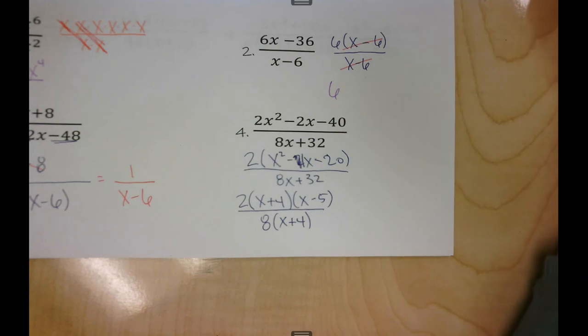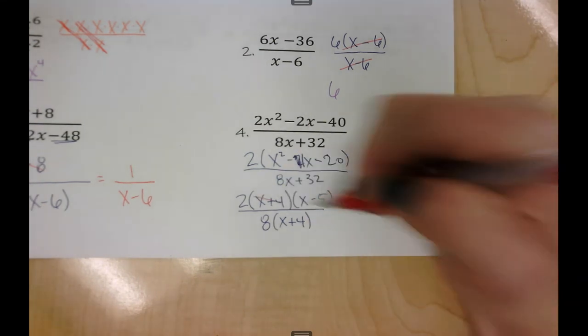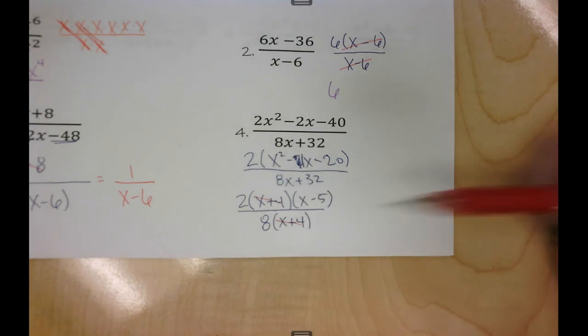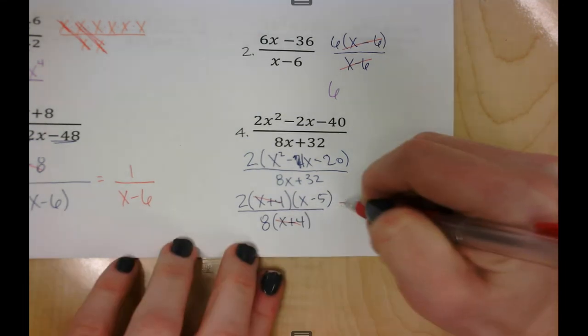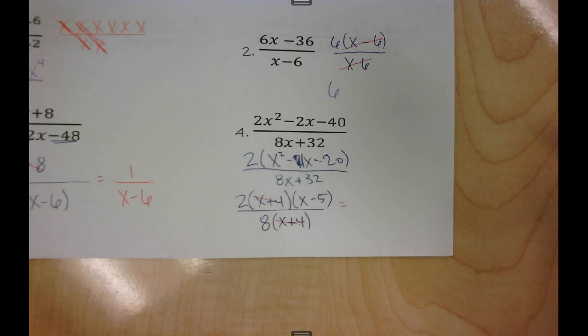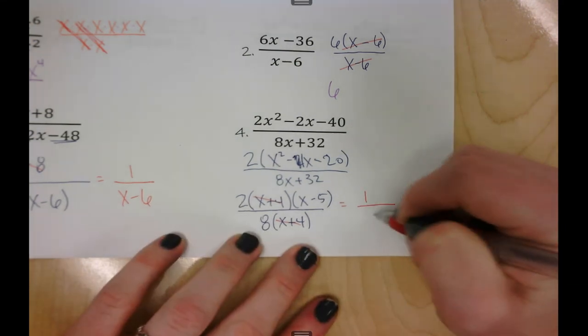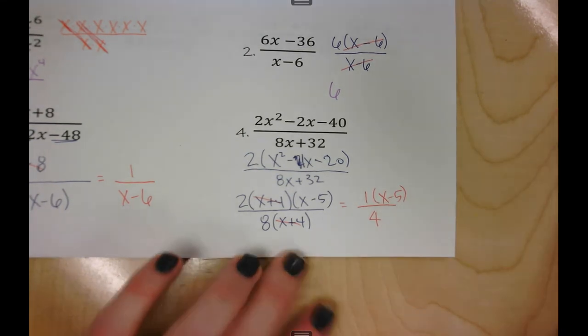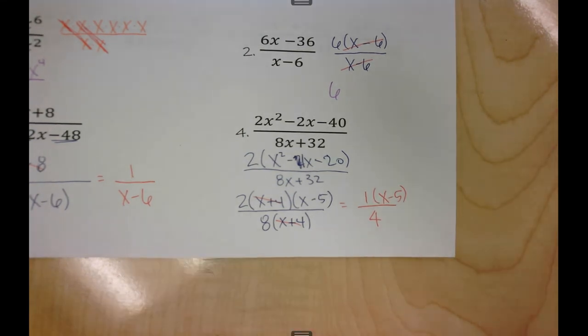All right, so now we can move to eliminate. We've got an x plus 4 on top and an x plus 4 on bottom. We also need to check out these numbers. Can they reduce? 2 over 8 can reduce to 1 over 4. And what else are we left with? X minus 5. So this is your answer, x minus 5 divided by 4.